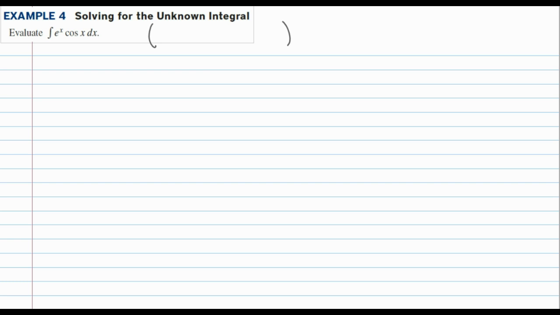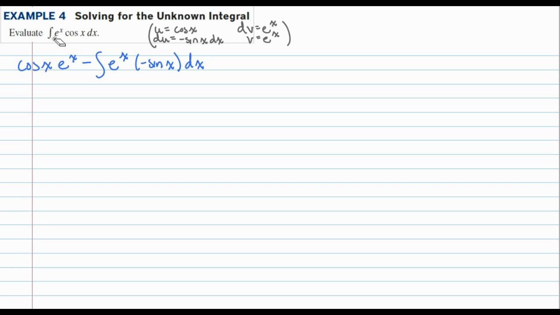So here we go. I'm going to pick u as cosine of x and dv as e to the x, which means du is negative sine of x dx and v is just e to the x. So now I'm going to do integration by parts: u times v minus the antiderivative of v times du. Now, this isn't going to get us anywhere, but remember, we're solving for what the antiderivative of e to the x cosine of x dx is.